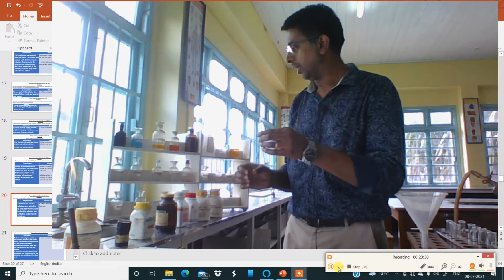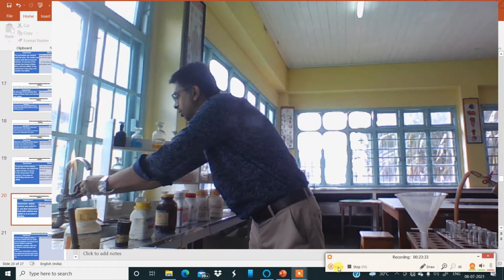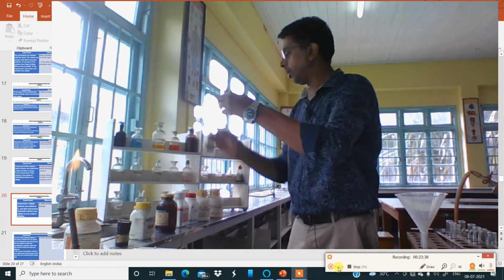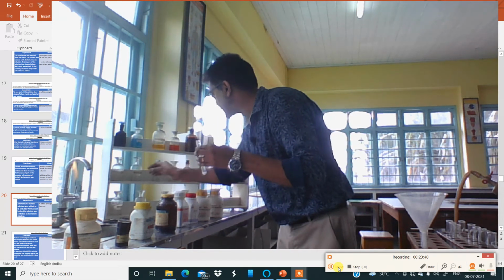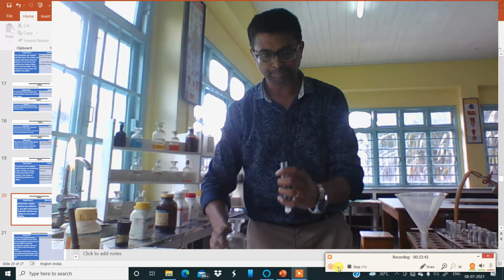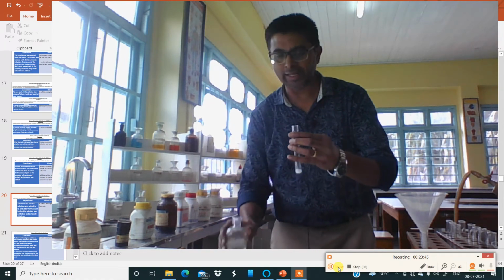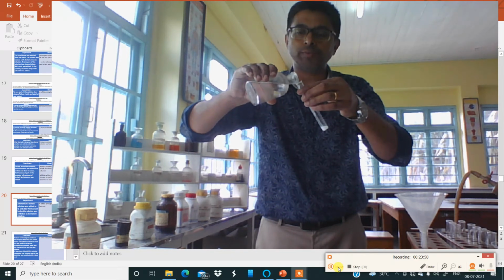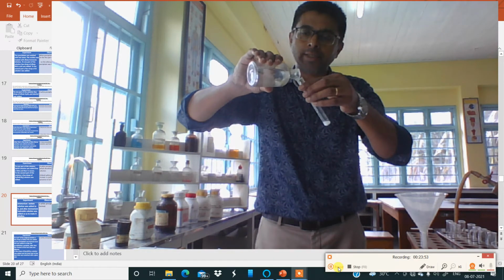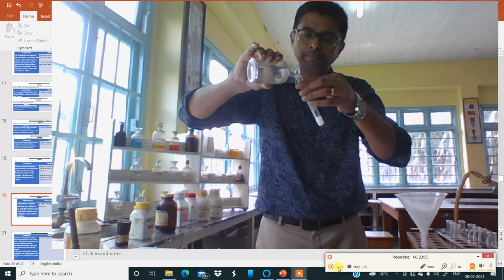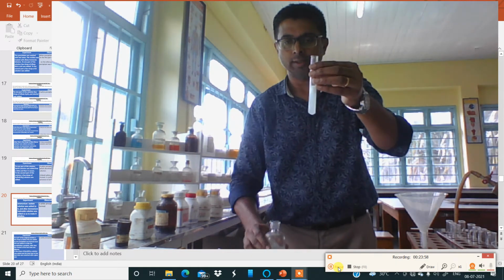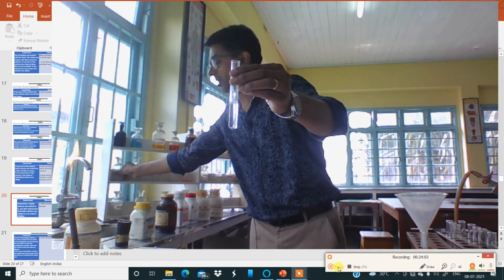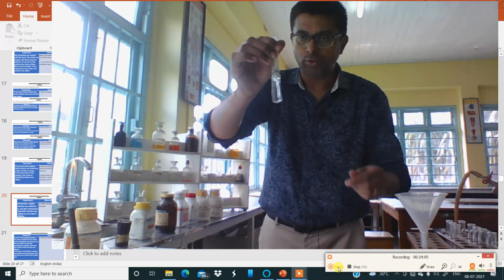I can add a little bit of water also, just to wash it down. Then I'll try to dissolve this by adding dilute acetic acid. Then I'll boil it slightly to remove any carbon dioxide gas, because we have added ammonium carbonate. So I'm adding dilute acetic acid to dissolve the white precipitate. Yes, it's dissolved. I've added acetic acid, so it has turned into a clear solution. The precipitate is dissolved.